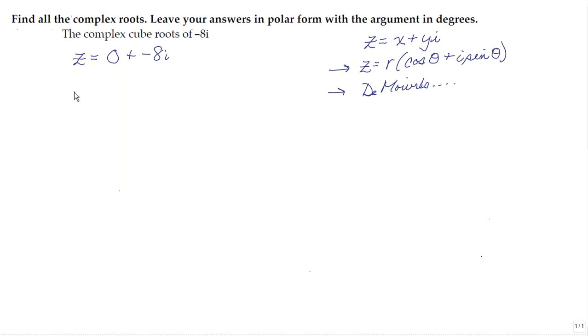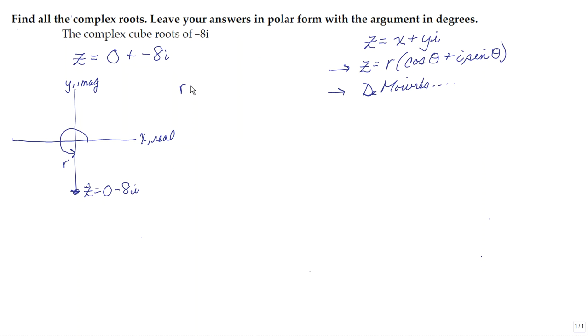And if you take a moment to sketch this in the complex plane, you should be able to easily recognize what r and theta are. So remember, x is the real part and y is the imaginary part in the complex plane. So for this complex number, x is 0 and y is -8. So this point down here represents 0 minus 8i. So you need to switch this to r and theta.